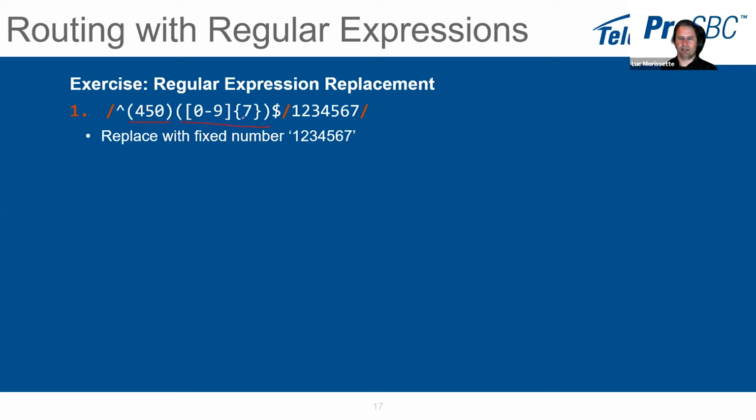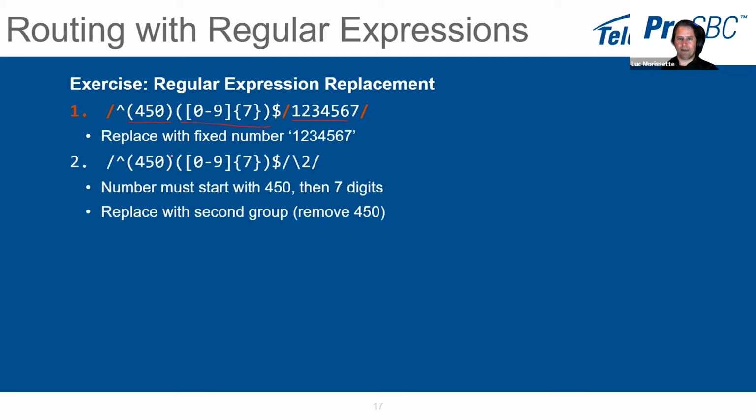7 digits. And here we say replace everything that is here with a specific number. So that's just replacing with this value. You can have something like this. First group, 450. Second group, 7 digits. And here it says keep only the second group.